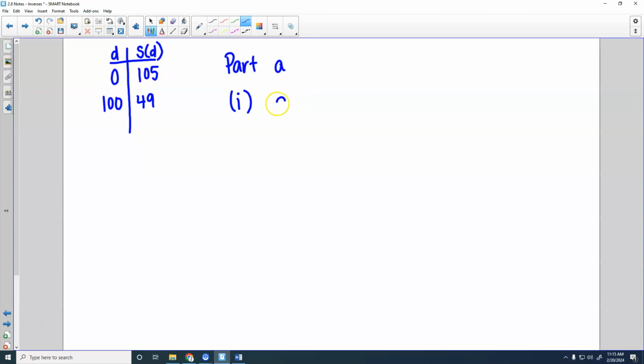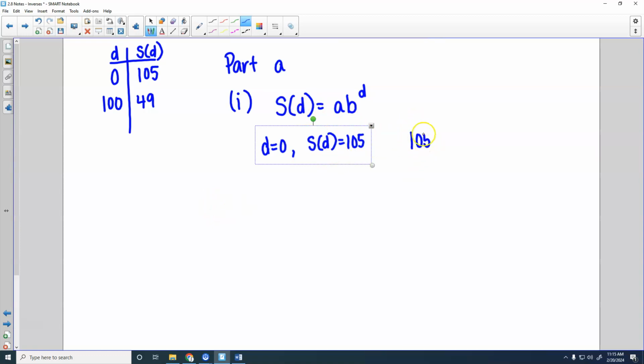So they gave me the equation. It's S of D equals A, B to the D power. So let's use that first piece of information. Whenever D equals 0, S of D equals 105. Right? So if I plug that into that equation, I would have 105 right there for my S of D equals A times B to the 0 power.